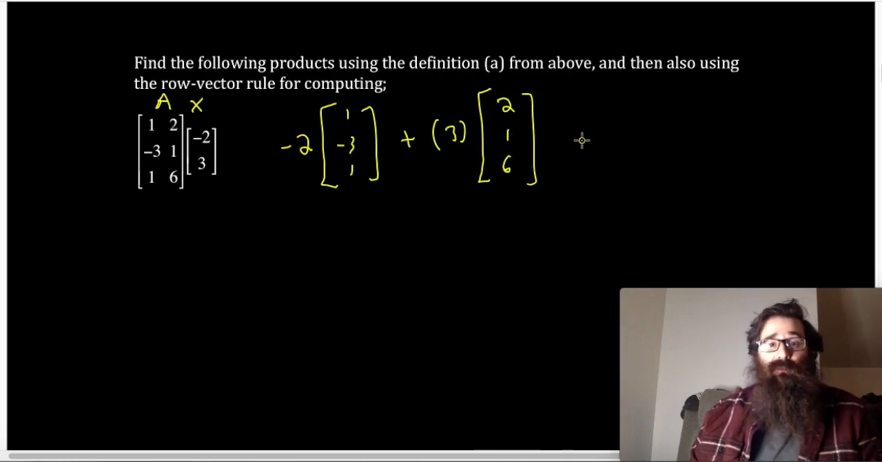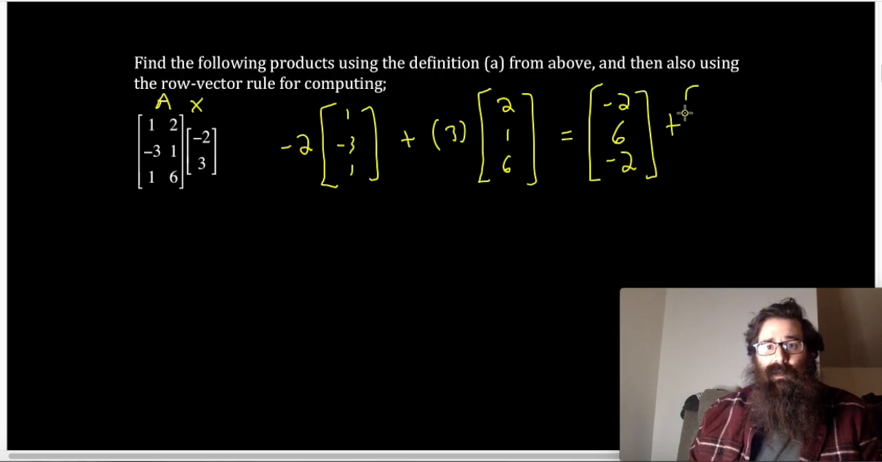Now I can just go through the arithmetic. Since we talked about how to do arithmetic with vectors previously, we can go ahead and do this now. If I multiply the -2 into every entry of this vector, how is that going to look? Well, I'm going to get -2, then -2 times -3 gives me +6, then I get -2, and then I can add to this. Now if I multiply 3 into everything in this vector, 3 times 2 gives me 6, 3 times 1 is 3, 3 times 6 is 18.